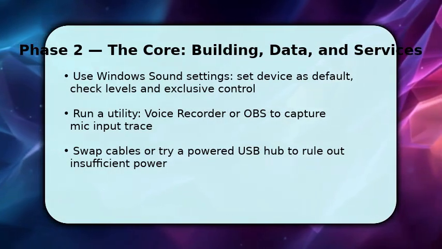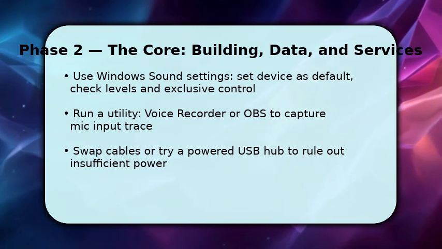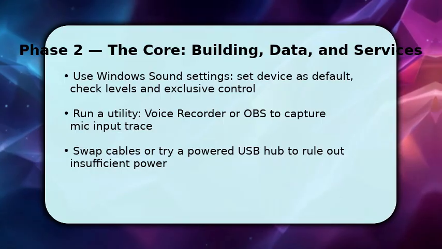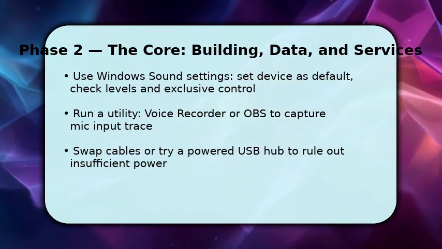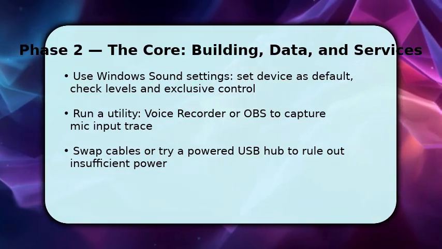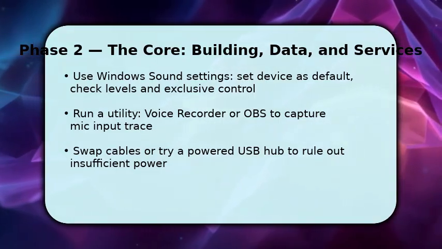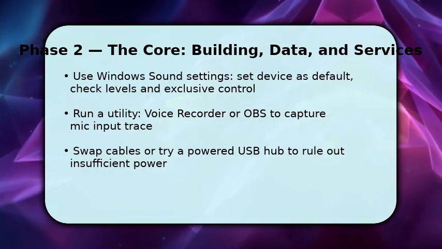Open Windows Sound Settings, set your HyperX as the default communication and recording device, then verify input levels and disable exclusive control. This prevents apps from muting it. Record a short sample with Voice Recorder or OBS to capture real mic behavior and background noise.